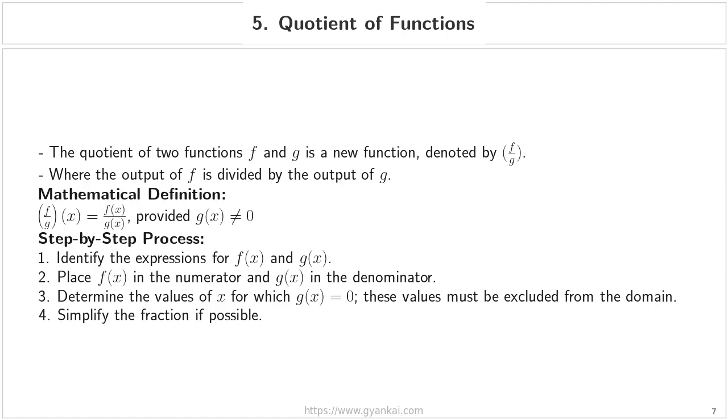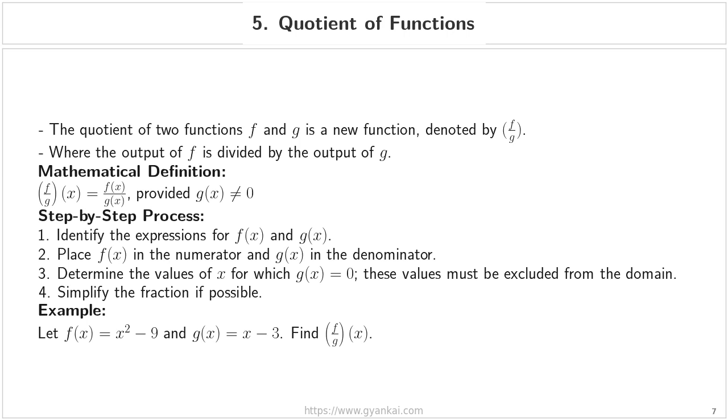To solve these problems, follow this step-by-step process. First, identify the algebraic expressions for both f of x and g of x. Second, place the expression for f of x in the numerator and the expression for g of x in the denominator. Third, and this is crucial, determine any values of x that would make the denominator, g of x, equal to 0. These specific values must be excluded from our domain. Finally, simplify the resulting fraction using your algebraic skills if possible.